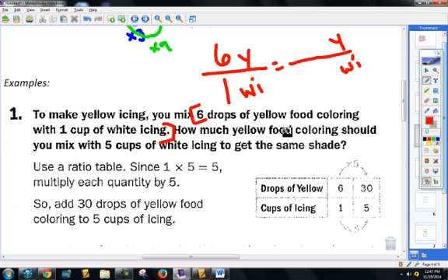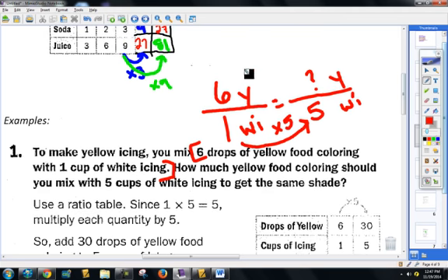How much yellow food coloring, so we're trying to figure this out, right? Should you mix with 5 cups of white icing? Okay, so I'm showing it as a proportion up here. What did I do to my cups of white icing? So what do I got to do to my drops of yellow food coloring? And what are we going to get? 30. You guys all see that?